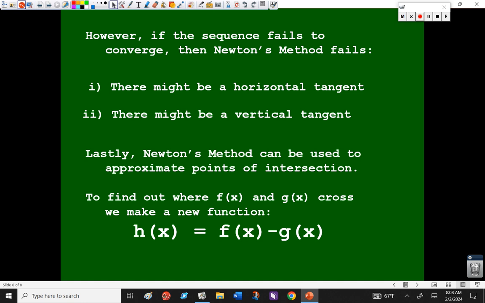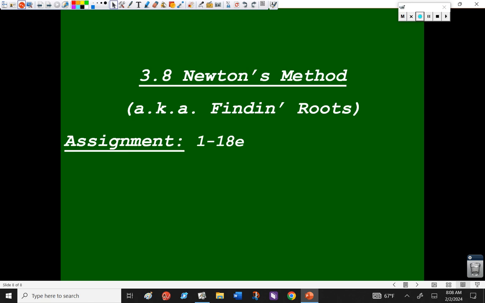Okay, we will do some examples like this in class. I have some really good examples to show you, and this method is super easy to use, and there's at least 3 questions on the test. One in the free response and a couple in the multiple choice part of the test. So I hope you really understand what Newton's method is going to be doing after we do some examples in class. All right, ladies and gentlemen, that was section 3.8, Newton's method, aka finding roots.